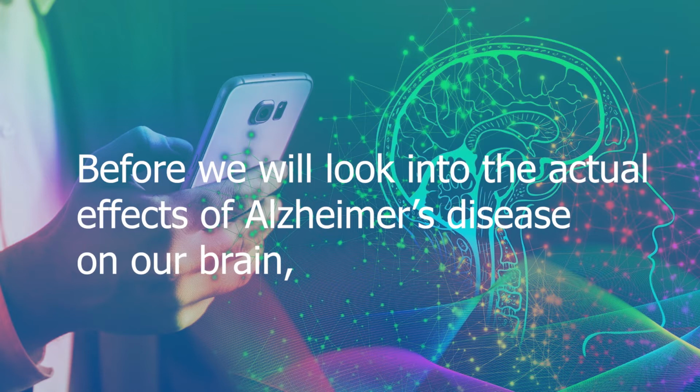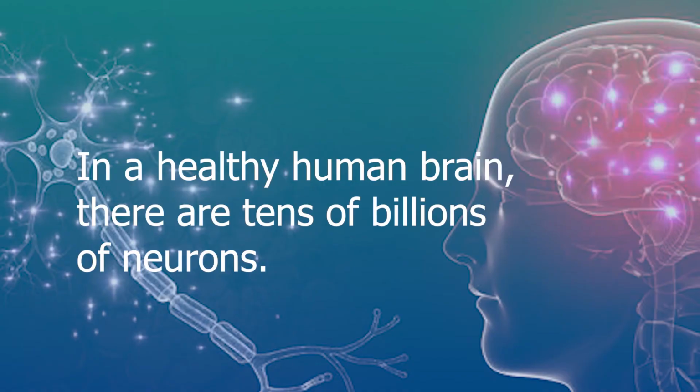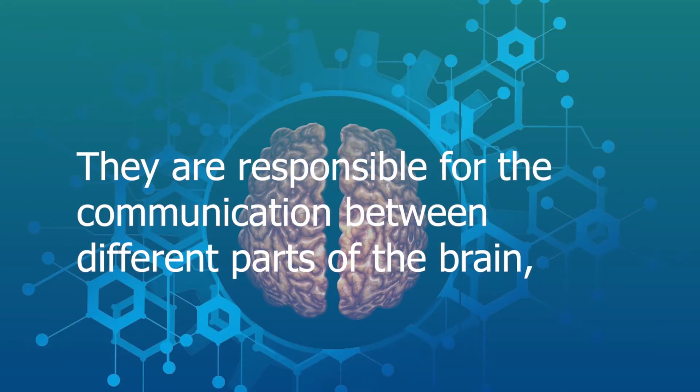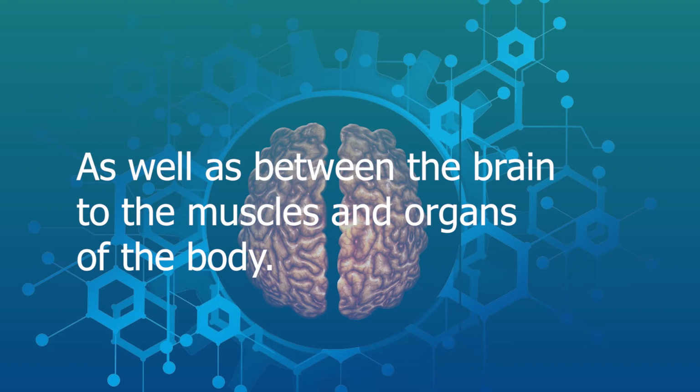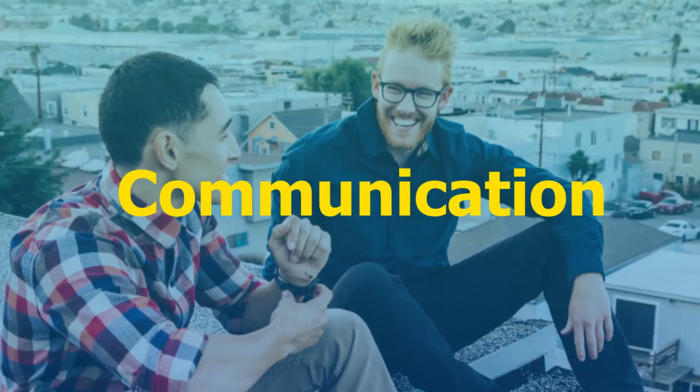Before we look into the actual effects of Alzheimer's disease on our brain, it is helpful to learn some basics first. In a healthy human brain, there are tens of billions of neurons. They are responsible for the communication between different parts of the brain, as well as between the brain and the muscles and organs of the body.